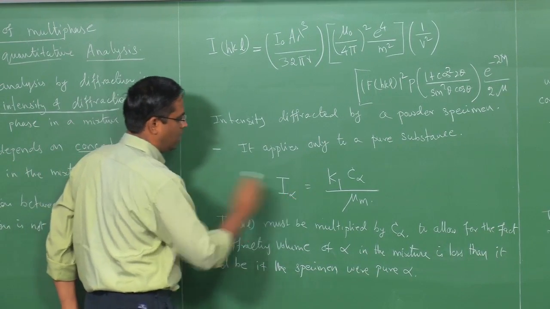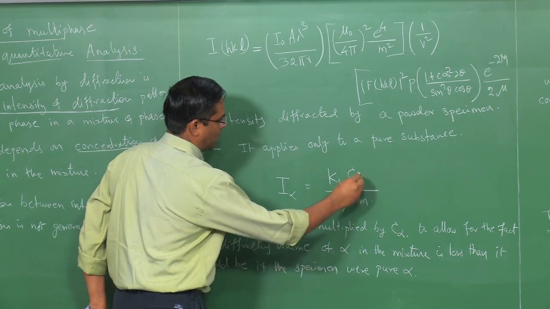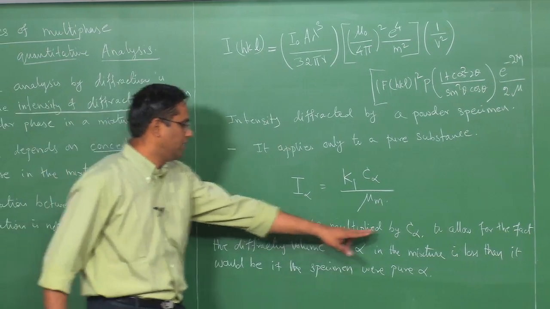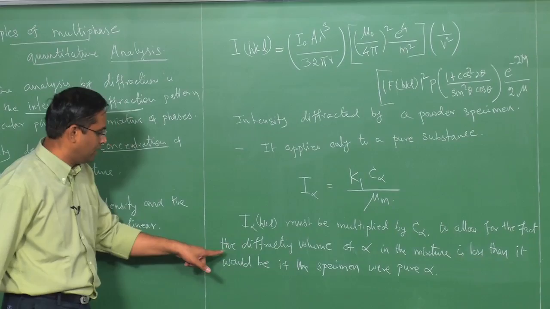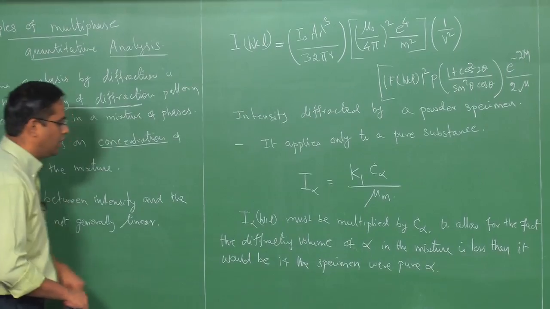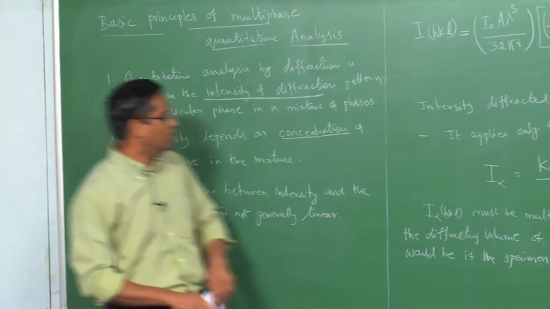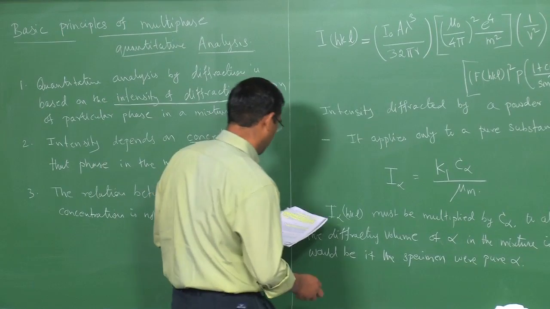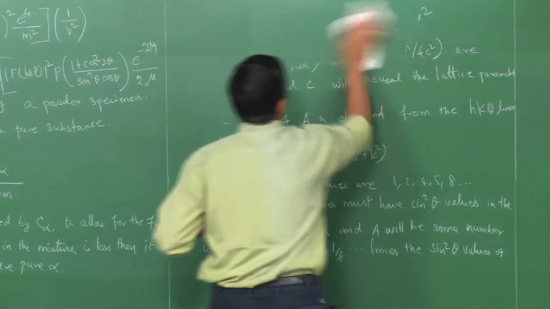For example, intensity alpha is equal to K1 multiplied by C alpha by mu m. The intensity must be multiplied by C alpha, that is the volume fraction of that phase of interest, to allow for the fact that the diffracting volume of alpha in the mixture is less than it would be if the specimen were pure alpha. So in order to take care of that, you have to multiply that expression by C alpha, and then we have to calculate this. So now let us write what is the meaning of this expression.